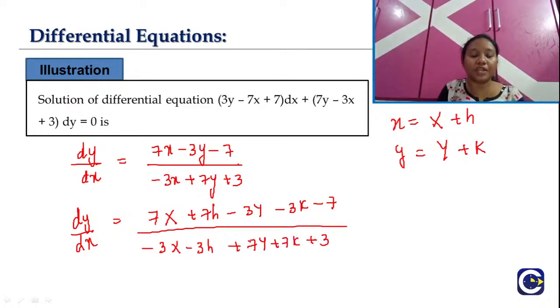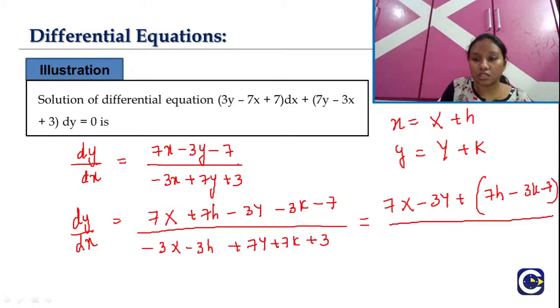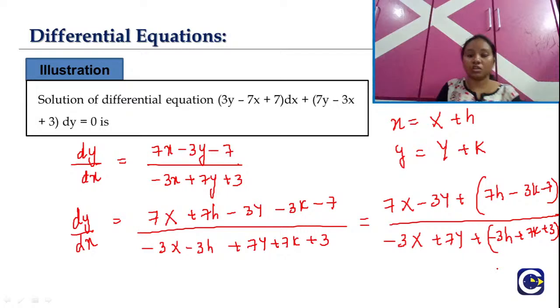So now let's separate the variable terms in one set and the constant terms as another set here. It will be 7x minus 3y, and the other will be 7h minus 3k minus 7, and the same in the denominator also: minus 3x plus 7y, and the other will be minus 3h plus 7k plus 3. So these will be our variable terms and these will be our constant terms.